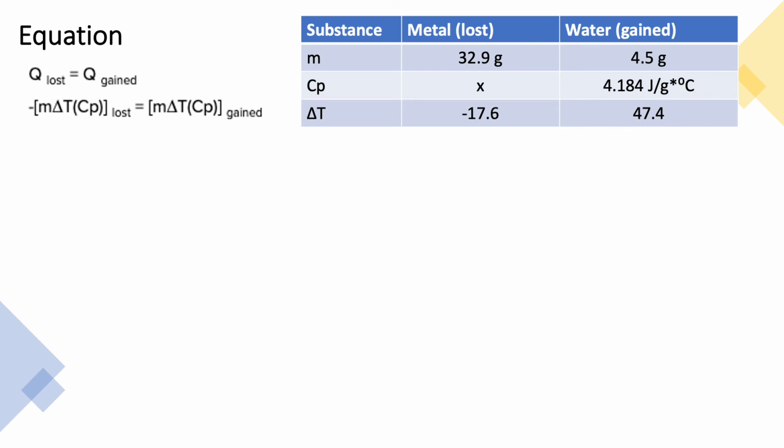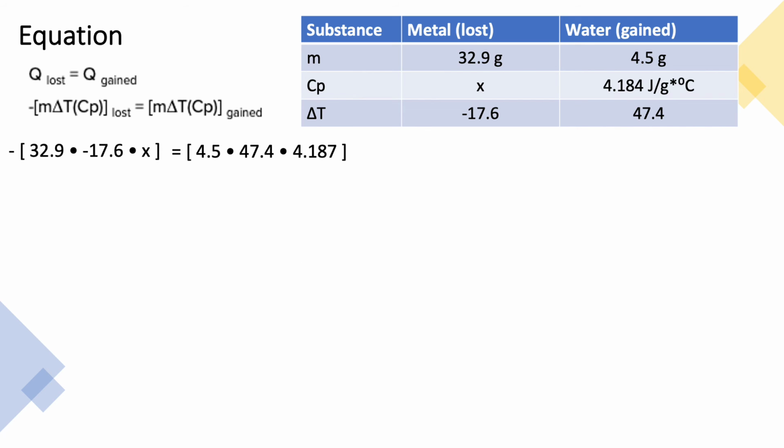So as we go through, we're just going to substitute in the values that we have. So mass for the metal is going to be 32.9 grams. Temperature is going to be that negative 17.6, and our specific heat is going to be x. Remembering that we have to keep that negative out front here. That's going to be super important as we go through our problem. So keeping that negative number because it's in our equation. Going through the second part, so for our water gain, we have a mass of 4.5. For our temperature change, we have 47.4. And for that specific heat, we have 4.184. So setting these things equal.